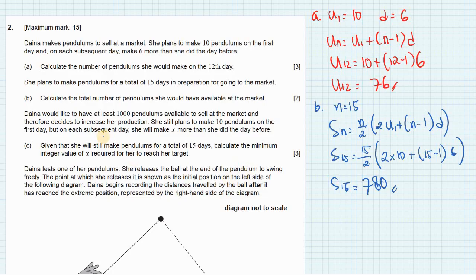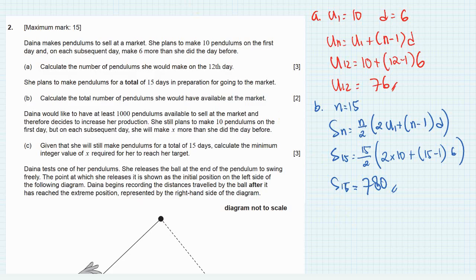Question C. Dinah would like to have at least 1,000. She still plans to make 10 on the first day, but on each subsequent day she will make x more than the day before. So rather than 6, she will make x more. She will still make pendulums for a total of 15 days, so n is still 15. Calculate the minimum integer value of x required.